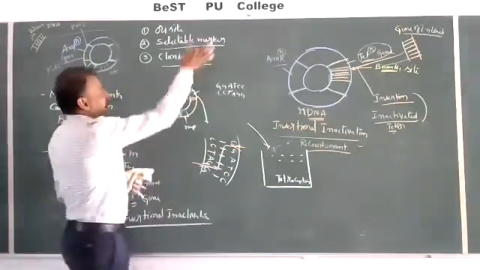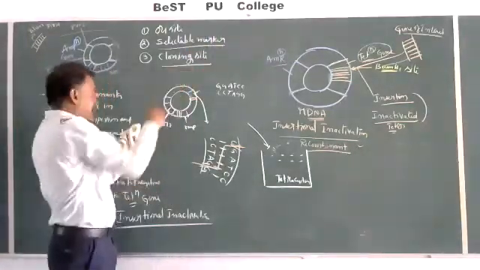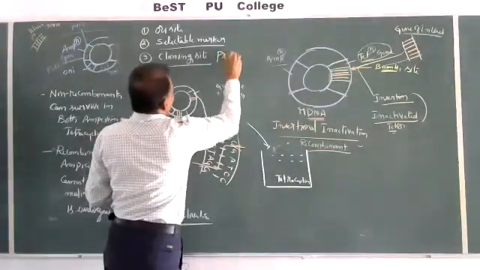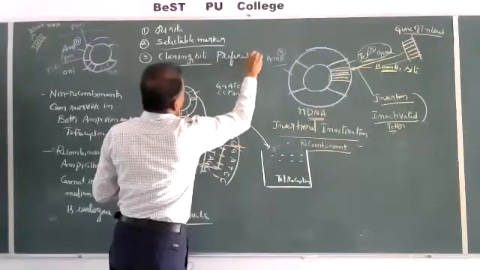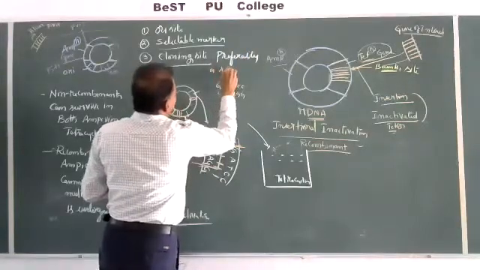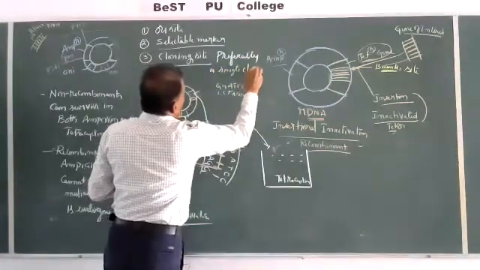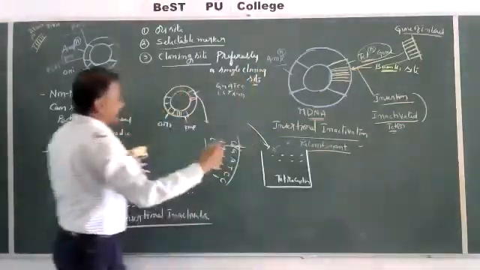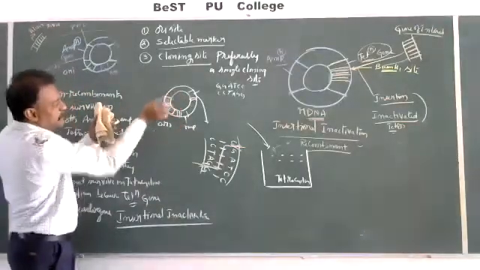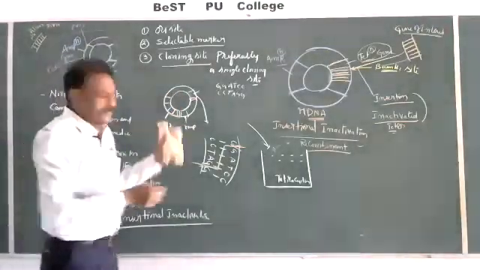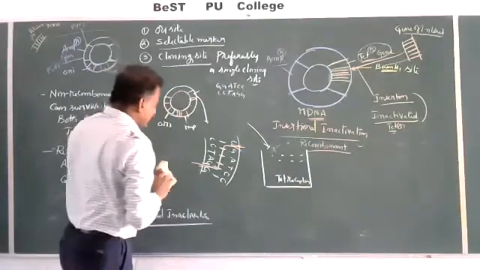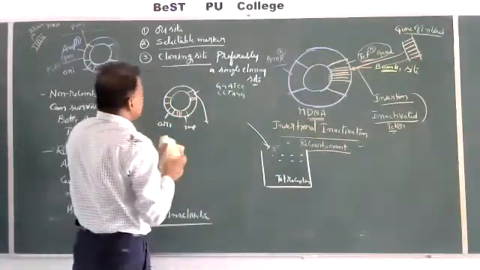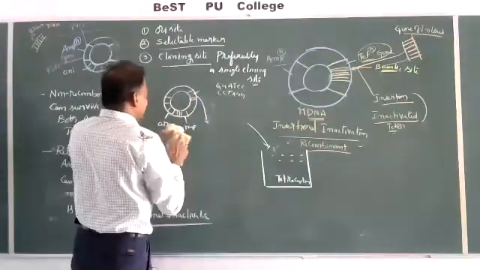So an ideal vector should have preferably a single cloning site with which, by the action of the enzyme, it will cut and open. When it cuts and opens, it will be like this.